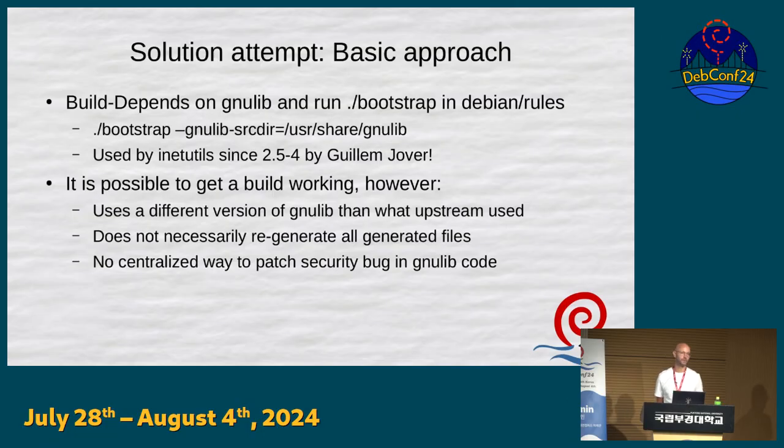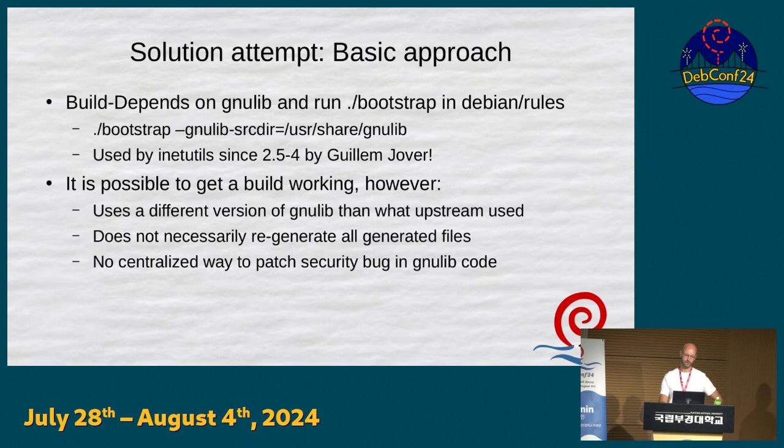Instead of using upstream tarballs, we can build a package on gnulib and run the .bootstrap script to regenerate all the gnulib files and hopefully also the autoconf macros and so on. This works quite well. You can make it work. Inetutils started using it, and I've realized there is a bunch of other packages that use this too. But there are some issues with doing it this way.